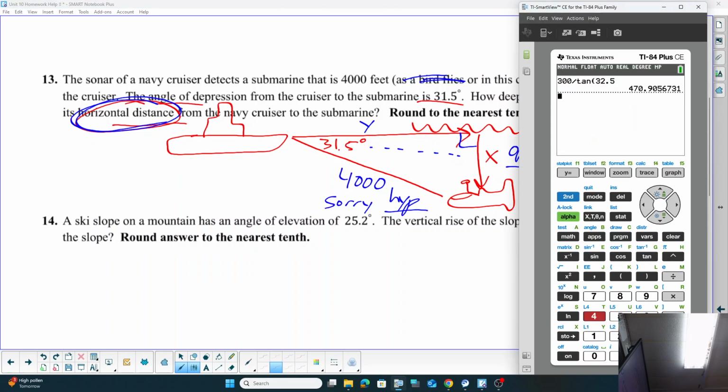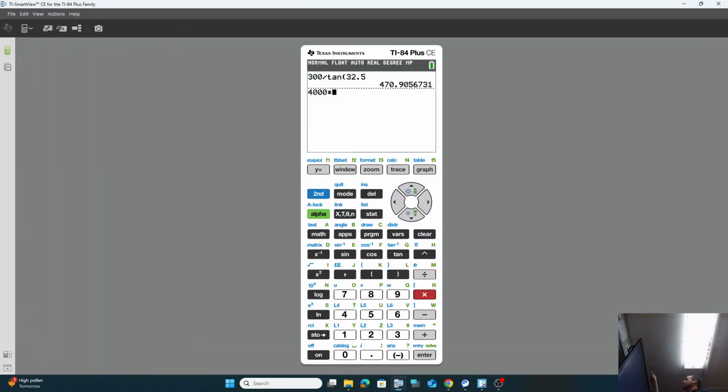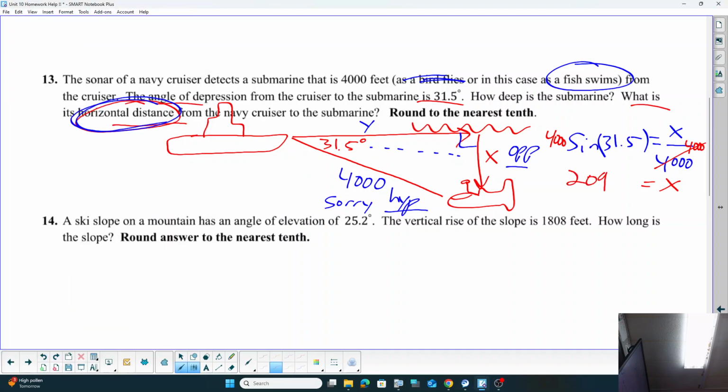So we go 4,000 times sine of 31.5 degrees, which is 208.99. To the nearest tenth, that would be 209.0. So that's the first question, check. How deep is the submarine?